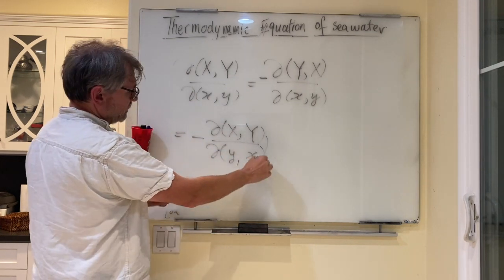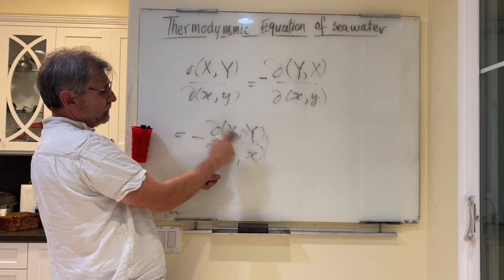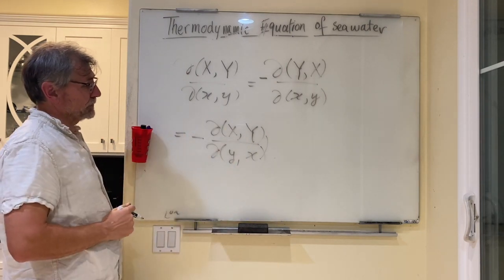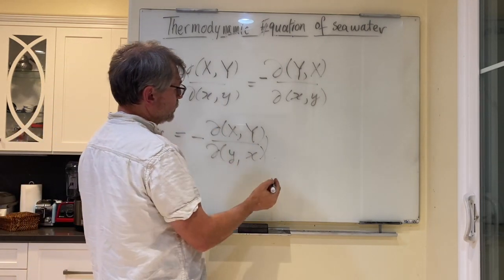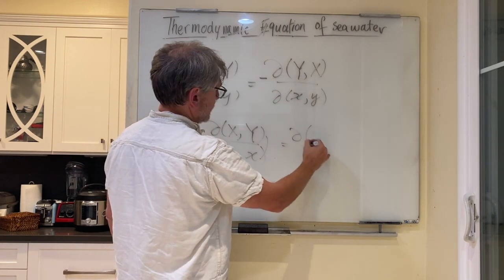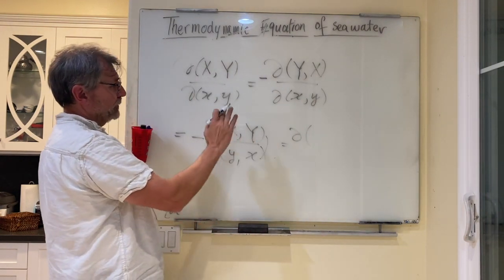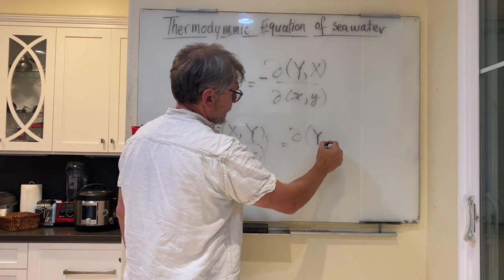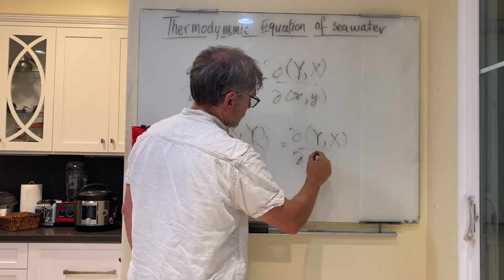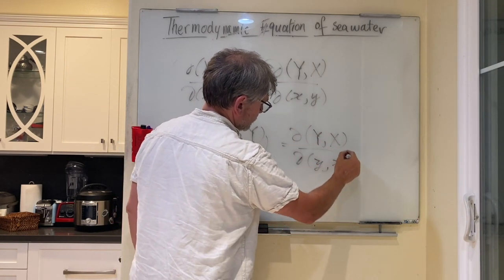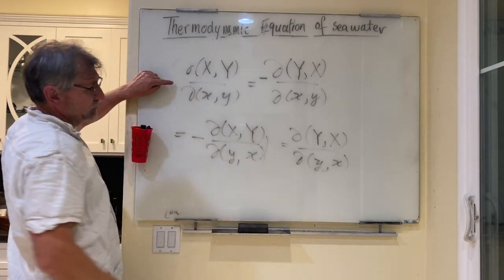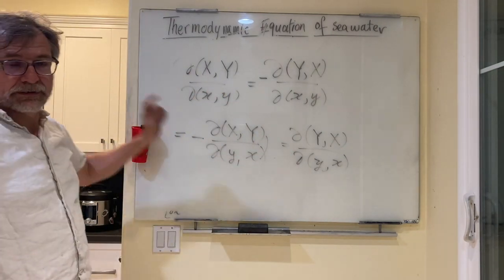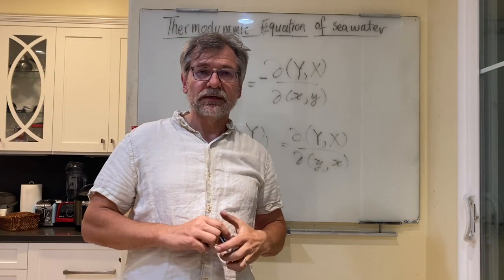So I flip the sign because interchanging two of the bottom variables is like interchanging two columns. And of course, if I interchange both, then the minus sign will appear twice and go away. So if I did y and x and little y and little x, then there would be no sign change between these two. All right, so that's a useful property that we'll use when we do the thermodynamic relations.